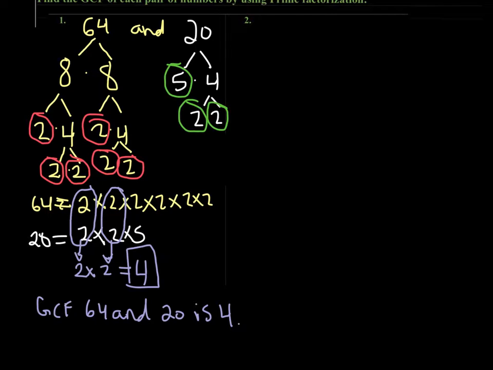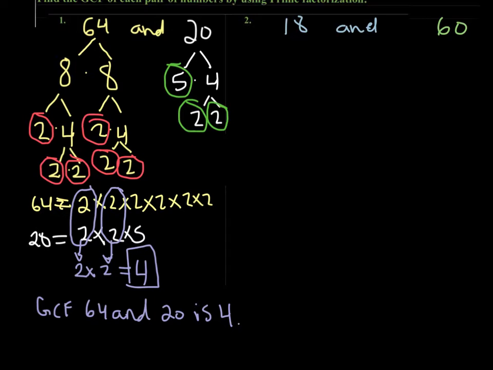Let's say I want you to find the greatest common factor using prime factorization for 18 and let's say 60. So pause the video, try it on your own, and then come back and check your answer with mine. Alright, so welcome back. Hopefully you tried that.